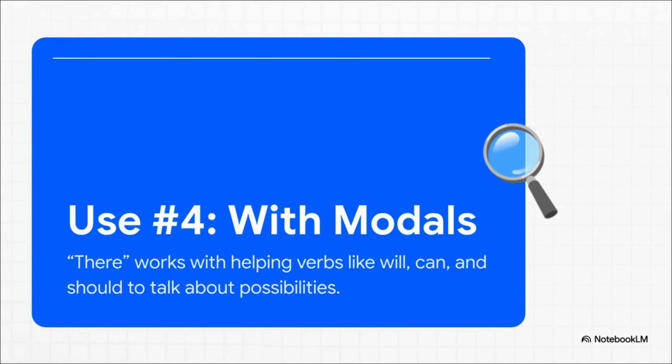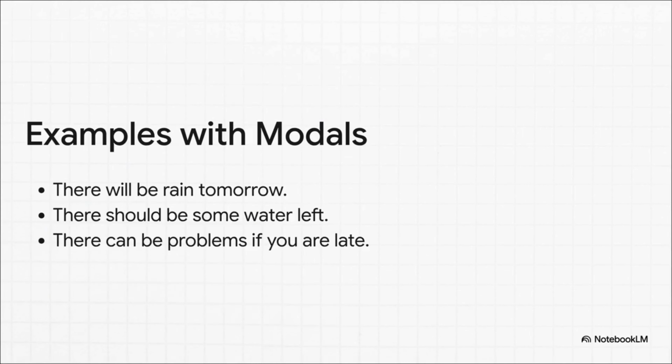And for its final job, number 4, there loves to partner up with helping verbs. I'm talking about words like will, can, should, or may. When they team up, they're usually talking about possibilities or making predictions about what might happen. So, when we're predicting the weather, we say there will be rain. When we're making a pretty good guess, we might say there should be some water left. And when we're warning someone, there can be problems. In every case, there is just working with that helping verb to set the whole scene.